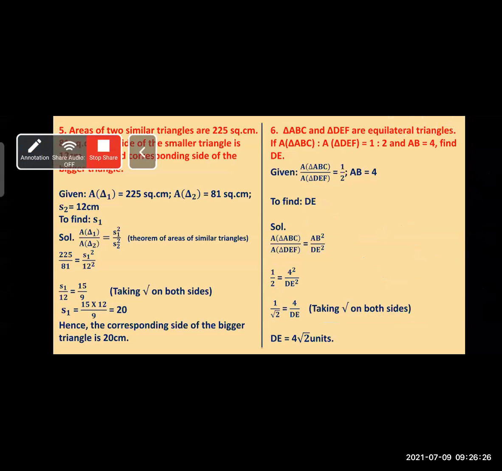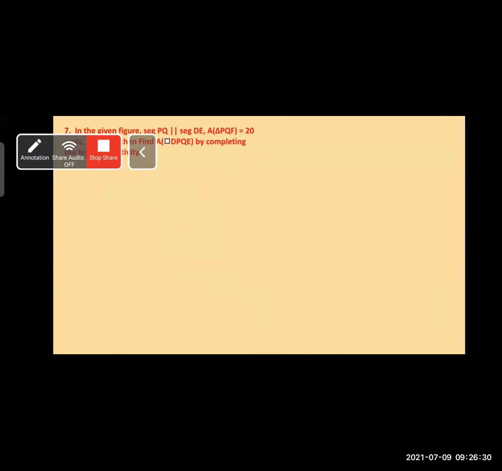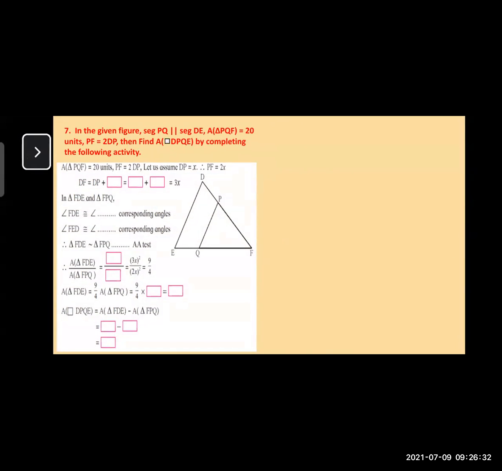Now last question from your practice set 1.5. This one is an activity based type question. Okay.